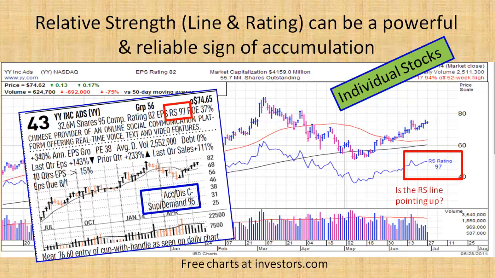Let's look at the relative strength rating. Here it's 97. Remember, 1 is the worst and 99 is the best, so this stock is doing pretty well. Also, we want to look at the line itself. When the line is pointing up, that's a sign of strength. When it's pointing down, it's a sign of weakness. You can also find this information in IBD's mini charts.